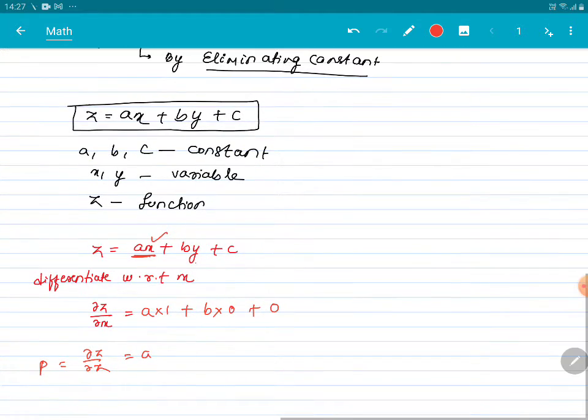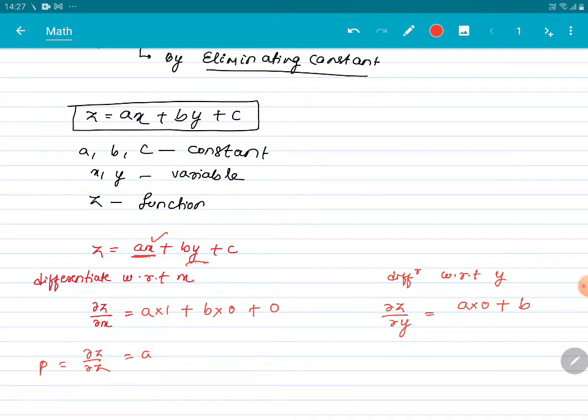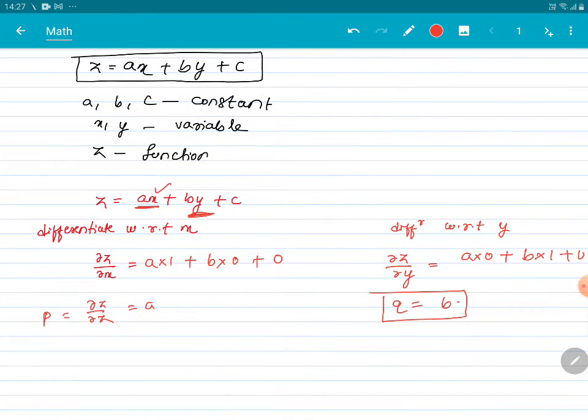So now the next step is to differentiate with respect to y. Now del z by del y. With respect to y, x is 0. The derivative of y is 1 and C is a constant. So del z by del y, we call this q. So B equals q, and A equals p.